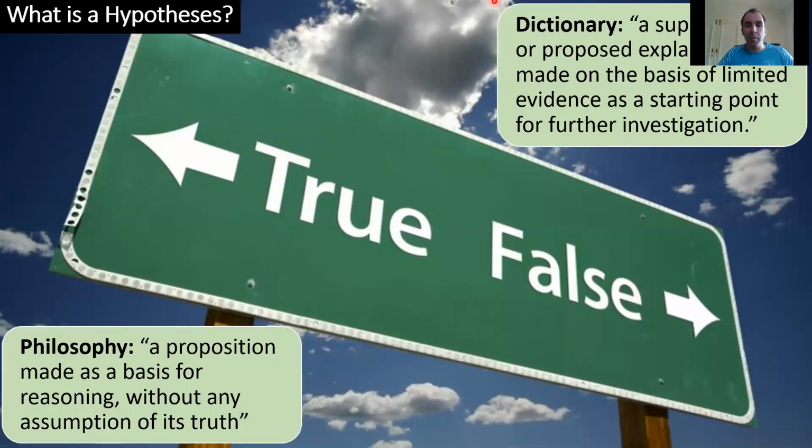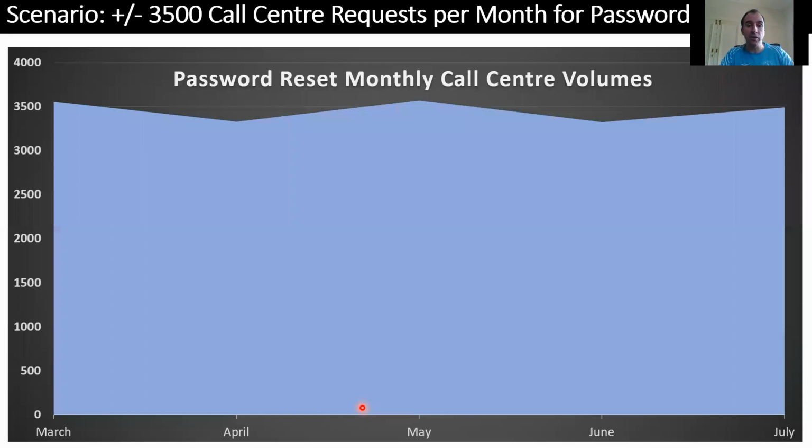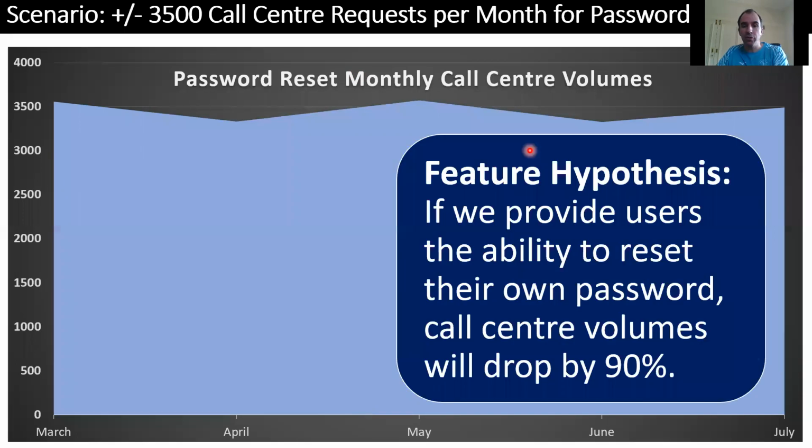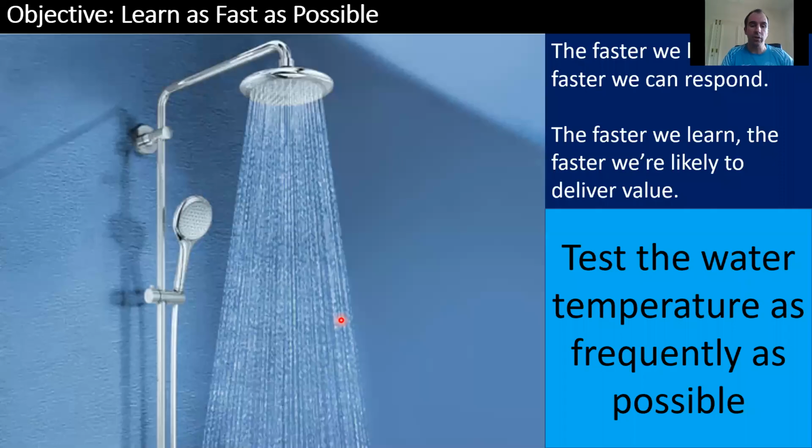So the next thing I want to look at is what is a hypothesis. There's a dictionary and a philosophical definition. I'll stick with philosophical for a few seconds. A proposition made as a basis for reasoning without any assumption of its truth. So really this hypothesis is taking an experimental approach. We're going to run experiments, observe the results, and based on the feedback, we're going to take the necessary action. So for password reset, if we had to do a hypothesis here, we might say something like, if we provide users the ability to reset their own password, call center volumes will drop by 90%. That's the experiment that we're going to run by building password reset.